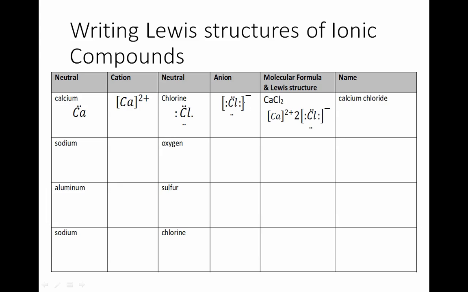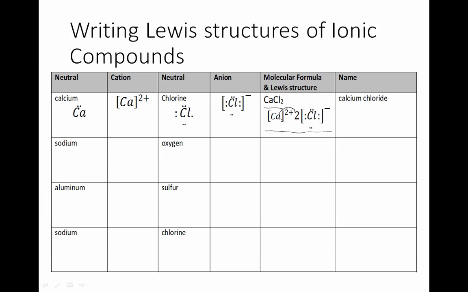Then, if you were to combine calcium and chlorine, it would form calcium chloride, which we see here, where there is 1 calcium and 2 chlorines. Then, in order to write the Lewis structure for just the ionic compound, you simply write it just as you see here, where you've got an understood 1 for calcium, but it is 2+. Then there are 2 chlorines, all of them negative.